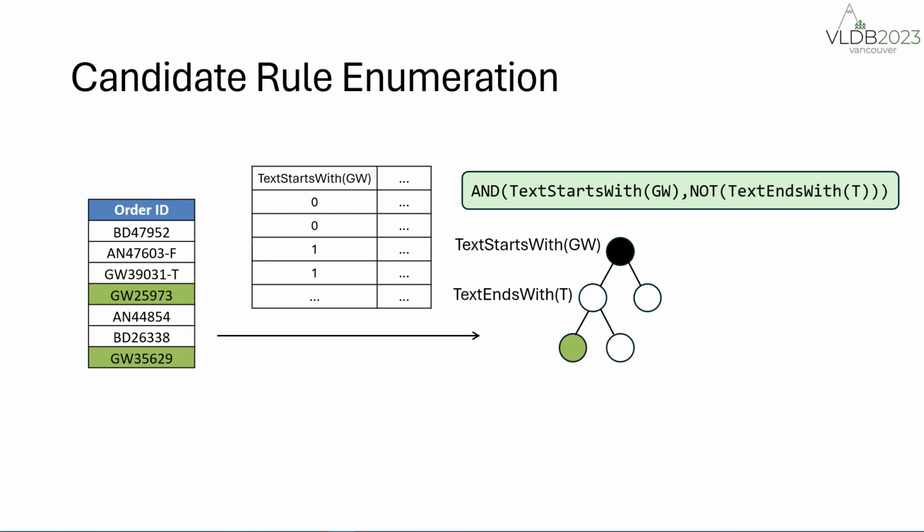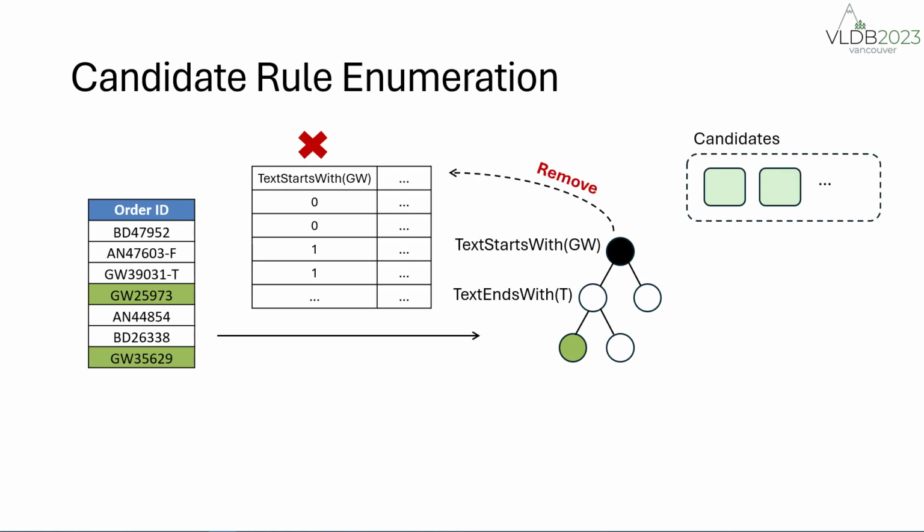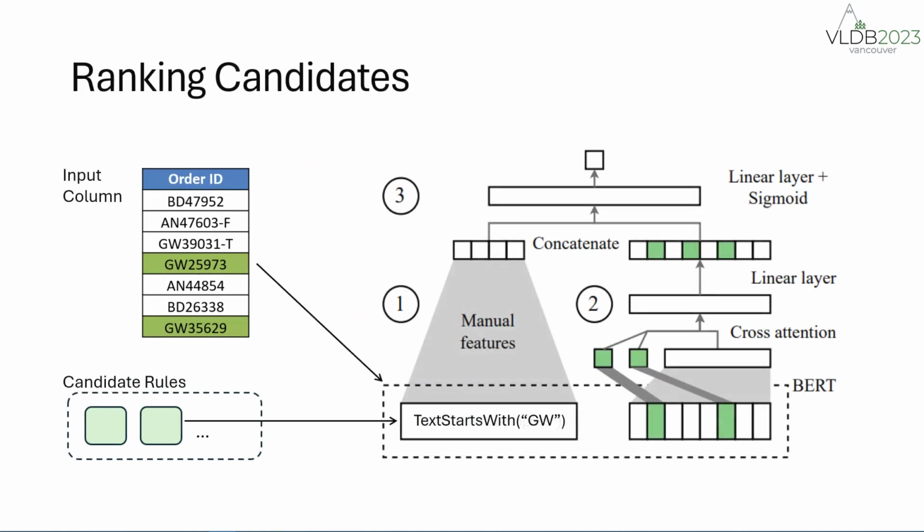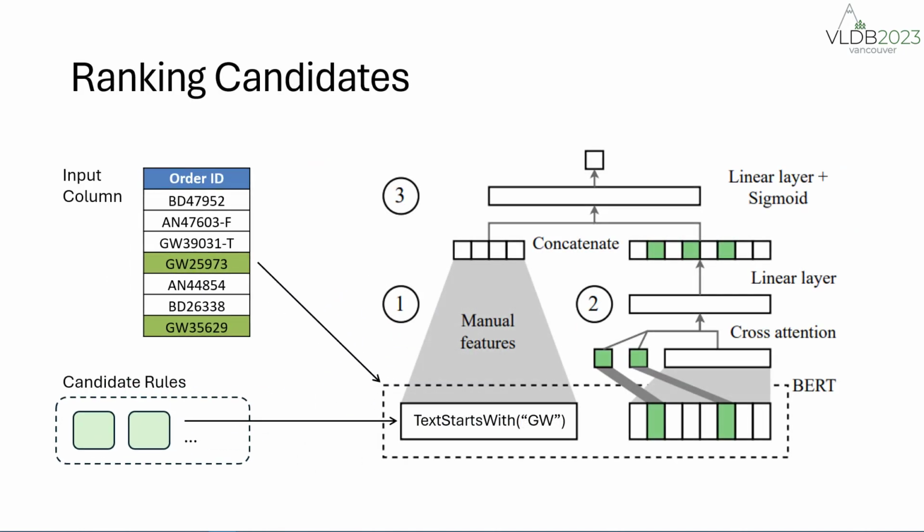This generated rule is added to a set of candidates, and the feature used to construct this rule is dropped from the training set for future iterations. This process is repeated iteratively until the accuracy drops below a threshold. This gives Cornet a candidate set of rules. Next, we need to rank these candidate rules.